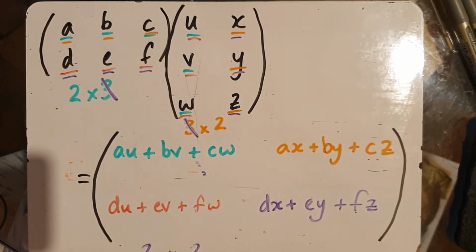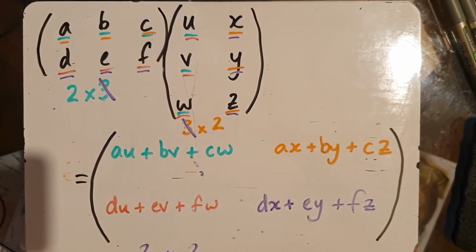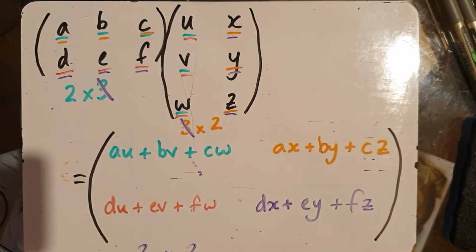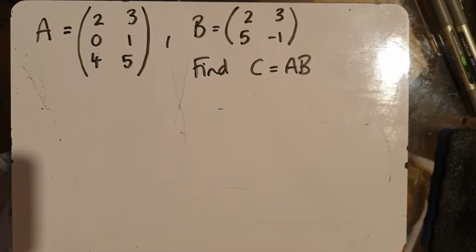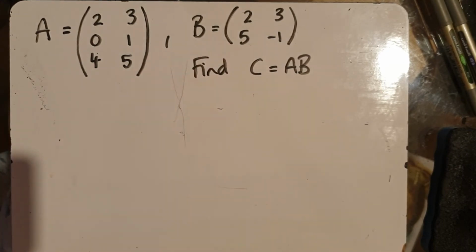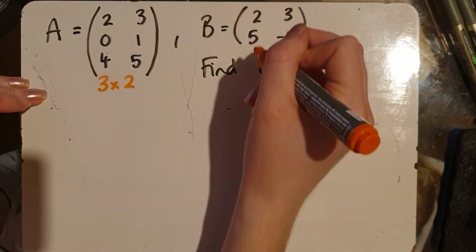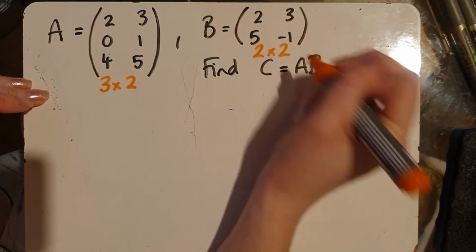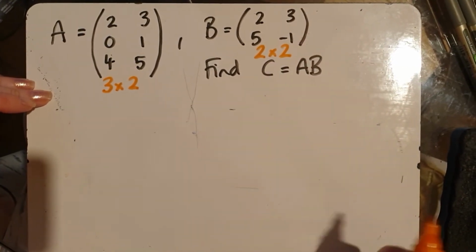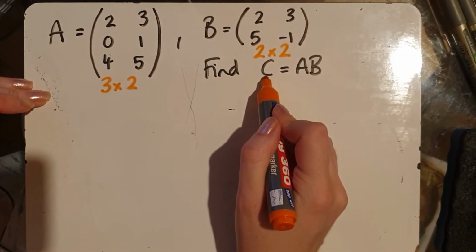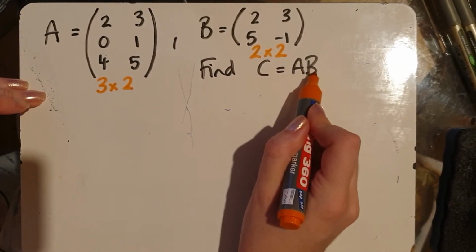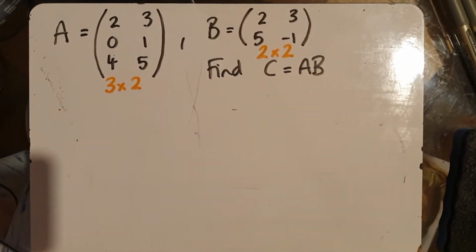I'm going to do an example now with some numbers. So I've got these 2 matrices, A and B. A is a 3 by 2 matrix. B is a 2 by 2 matrix. And what the question wants me to do is find C, which comes from multiplying A, B together.